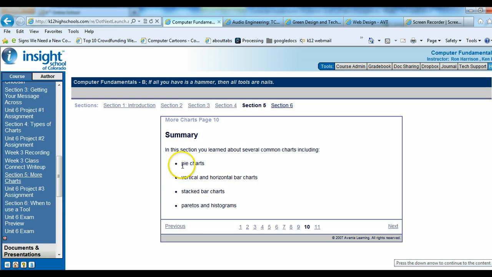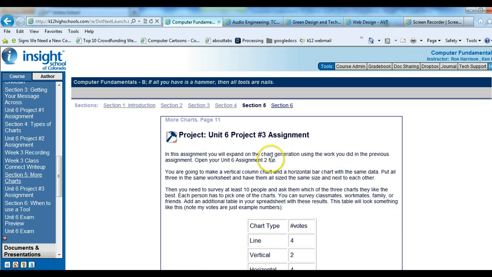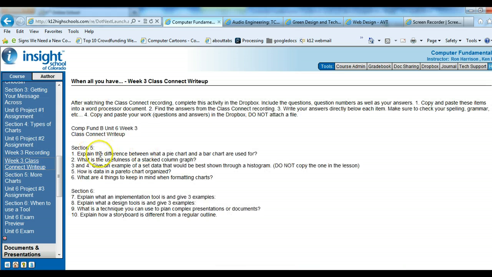So in summary, we looked at pie charts, vertical and horizontal bar charts, stacked bar charts, Paretos, and histograms. And now comes the assignment, but before we do the assignment, let's go look at the Class Connect write-up and see if we answered the question.